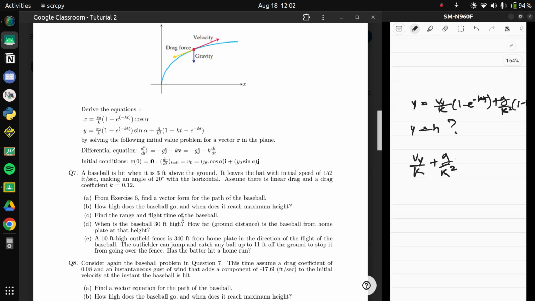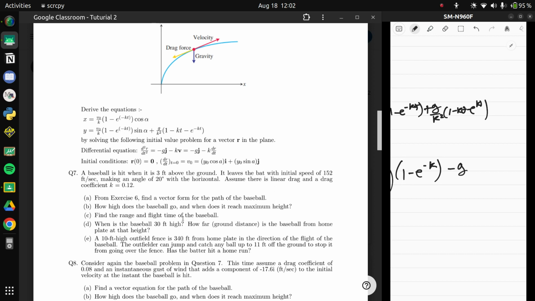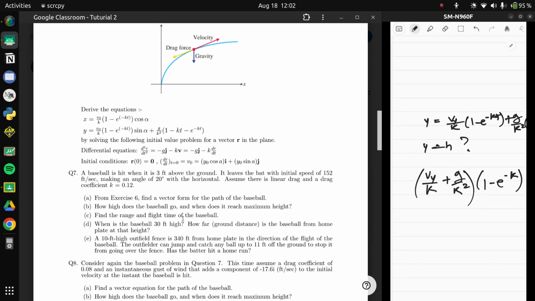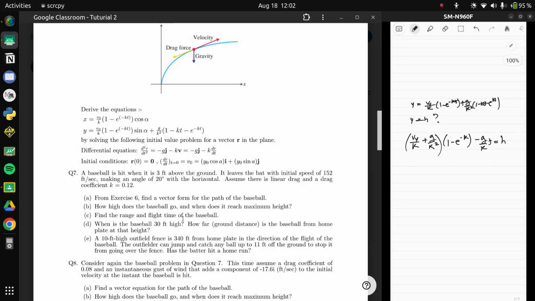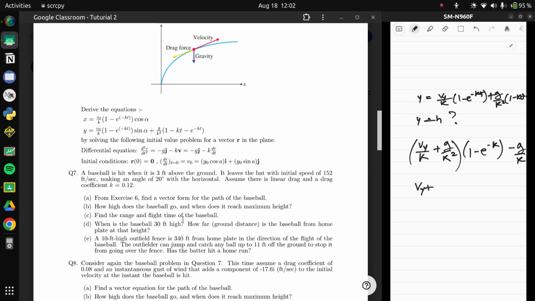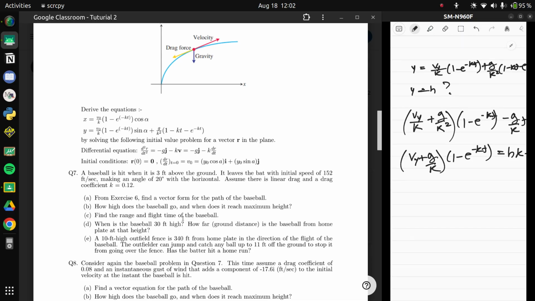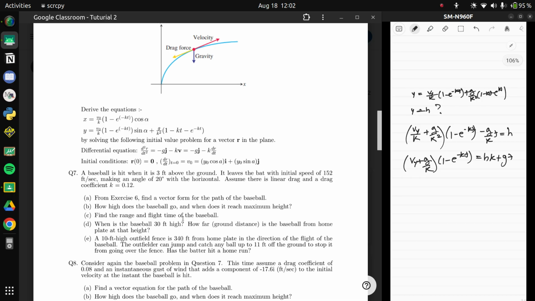Okay, so g upon k squared, all of that, and that times 1 minus e power negative kt, and then we'll just got this stuff, so it's just minus g by k times t, and then that should be equal to h. So just multiply this whole thing by k. So yeah, just have vy plus g by k times t over there, 1 minus e power negative kt, that's equal to hk plus gt, right? So that just means hk plus gt upon 1 minus e power negative kt, that's equal to this stuff.